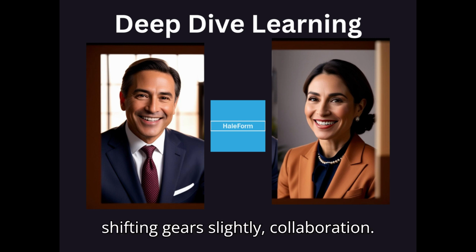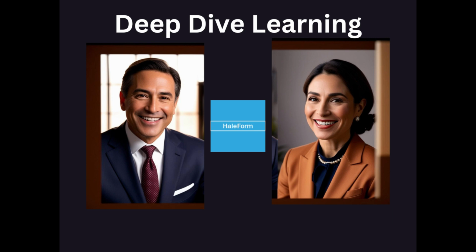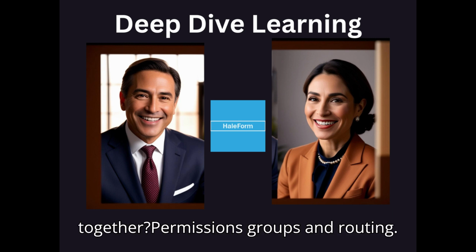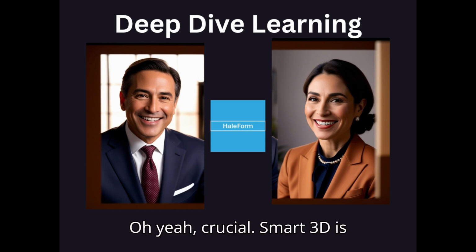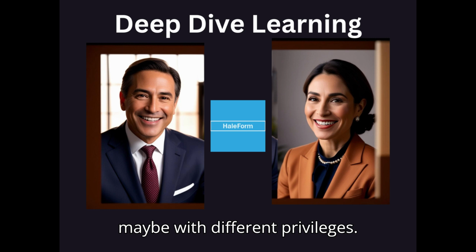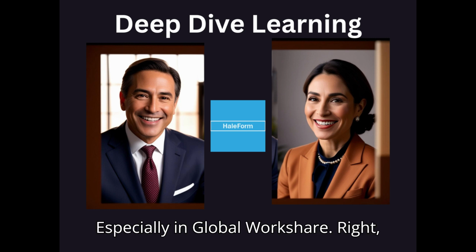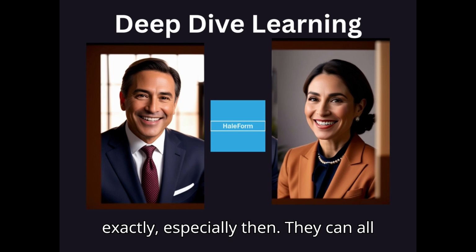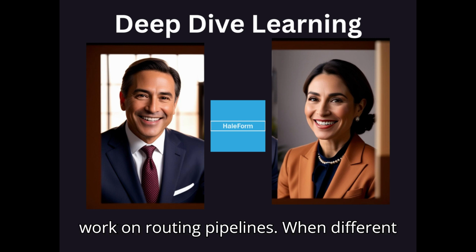Now, shifting gears slightly, collaboration. How do multiple people work on this together? Permissions groups and routing. Oh yeah, crucial. Smart 3D is designed for teams, different users, maybe with different privileges, especially in global workshare. Right, exactly, especially then. They can all work on routing pipelines.